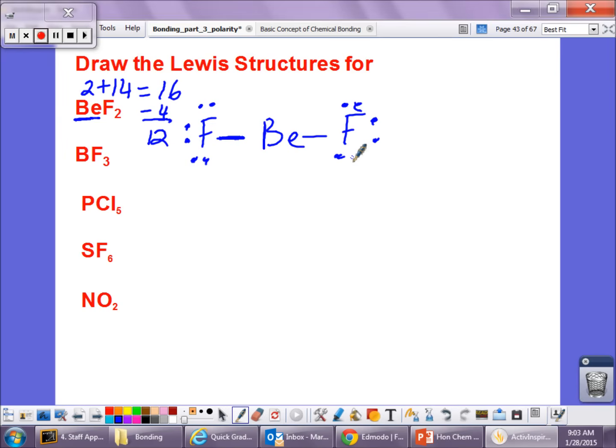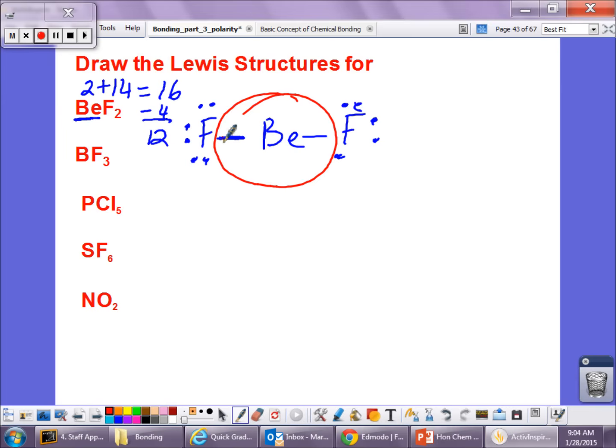Fluorine is stable with 8, but look at beryllium. Beryllium has only 4 electrons around it. Write this down. Beryllium is stable with only 4. That's okay. It is an exception. Beryllium does not need to have an octet to be stable.